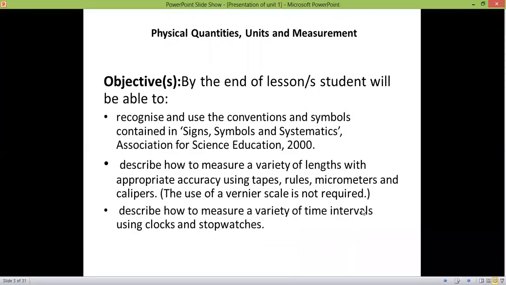So the objectives of the current lesson are: by the end of the lesson, students will be able to recognize and use the conventions and symbols contained in Signs, Symbols and Systematics, Association for Science Education 2000. Describe how to measure a variety of lengths with accuracy using tapes, rules, micrometers and calipers. Describe how to measure a variety of time intervals using clocks and stopwatches.